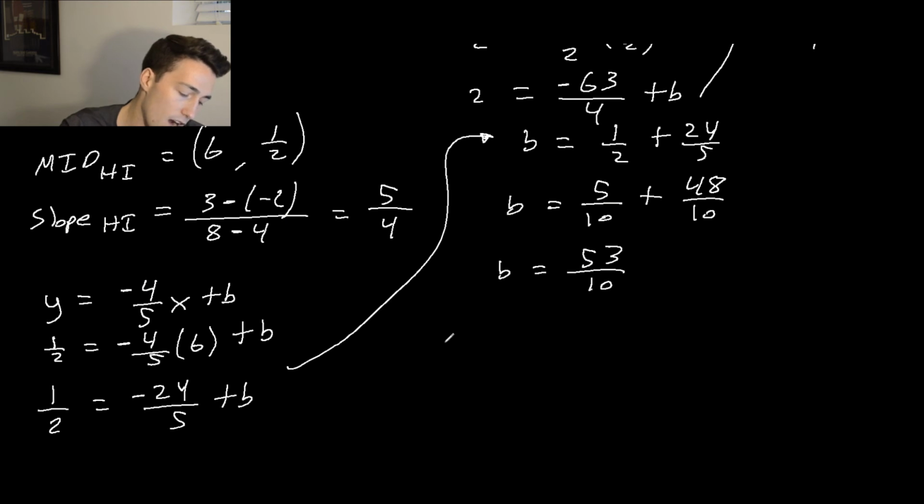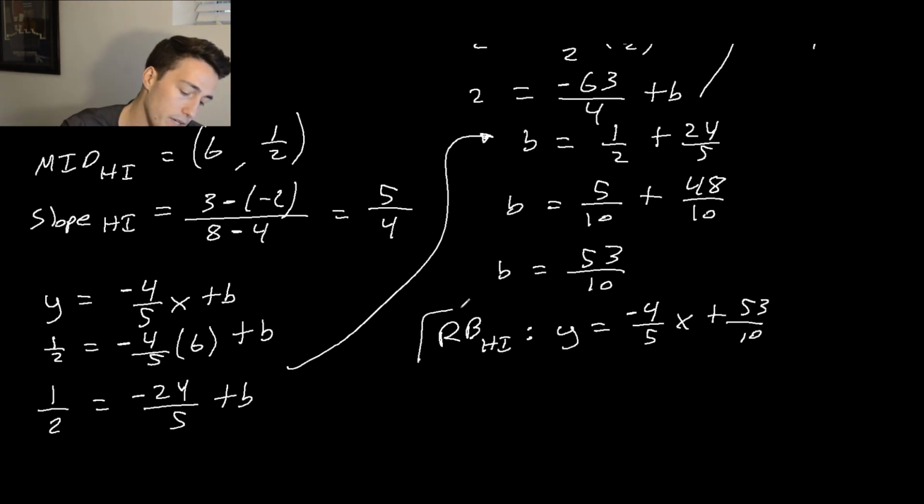We can now write our right bisector of line HI is y is equal to negative 4 over 5 x plus 53 over 10. And that will be our answer.